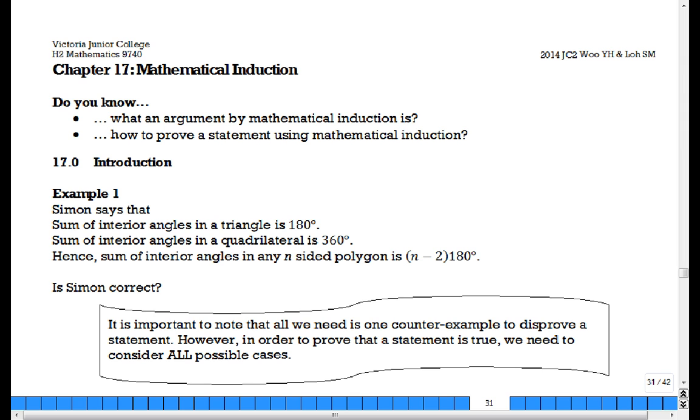Simon says the sum of the interior angles in a triangle is 180, quadrilateral 360. Therefore, any polygon, you know what's a polygon, right? N-sided polygon, with 5-sided a pentagon, 6-sided a hexagon, etc., is given by this formula. Is Simon correct? All of us will say Simon is correct. How do we prove that Simon is right?